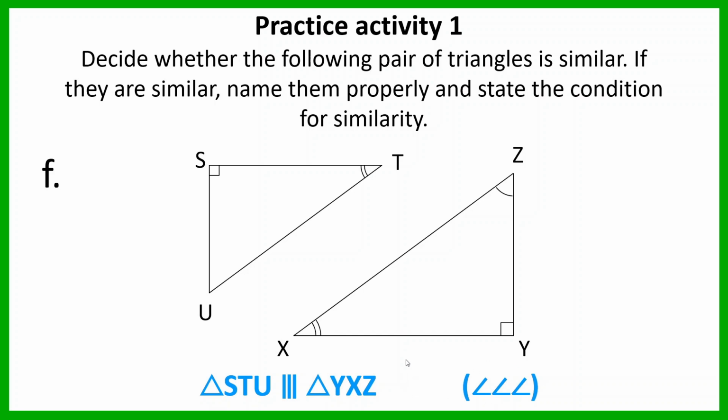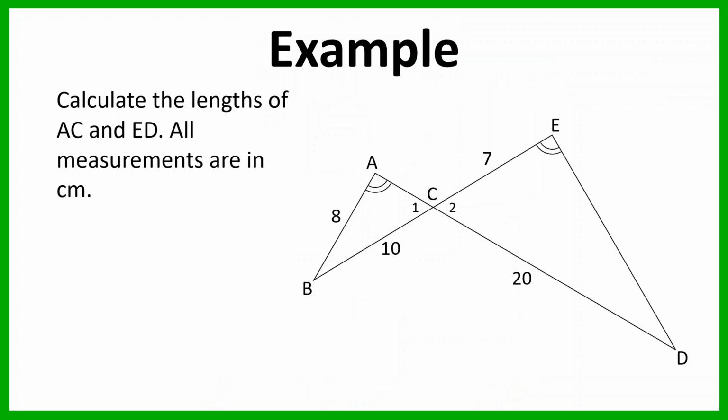Okay, so now that we've practiced identifying whether or not triangles are similar and what their condition for similarity will be, now we're going to go and practice actually proving similarity. Here's our first example. In this example, we need to calculate the lengths of AC and ED. All measurements are in centimeters.